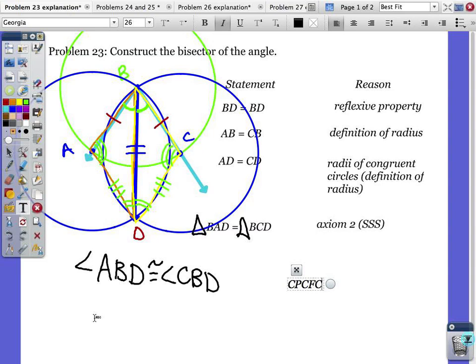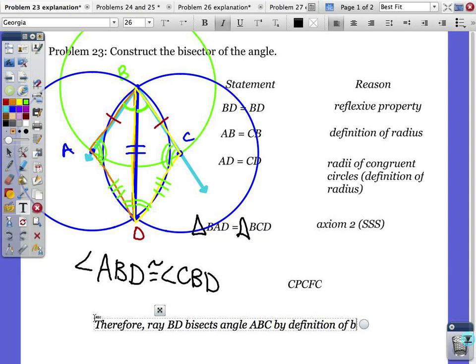And my final statement: therefore, BD is the bisector of angle ABC. Why? By definition of bisector. Ray BD bisects angle ABC by definition of bisector. I could spell that: bisector.